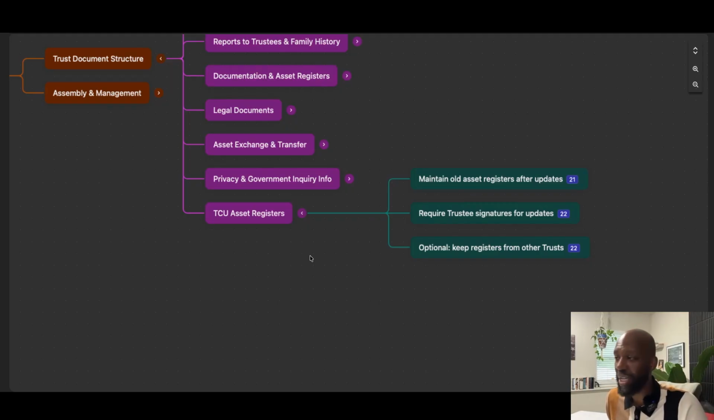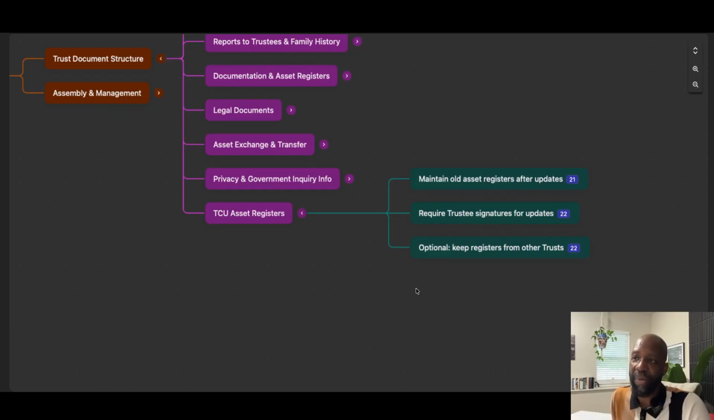So if for some reason you increase the amount of units in exchange you get, you need to update it in the book. Require trustee signatures for updates. You have to do this internally. The Secretary of State is not doing this. The county clerk is not doing this. Your trustee is doing this.